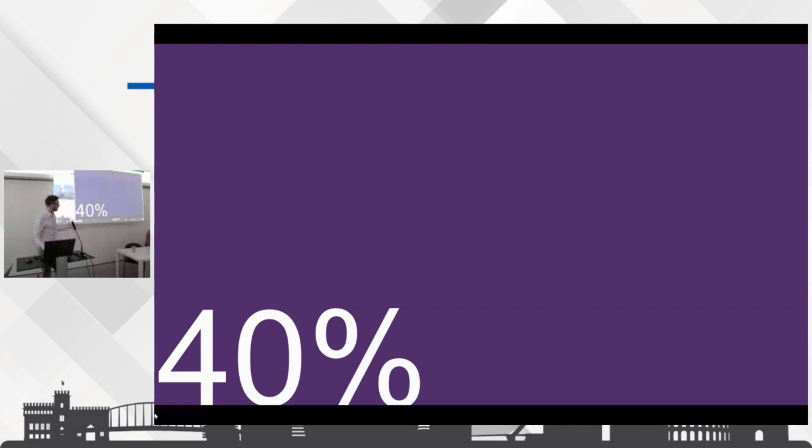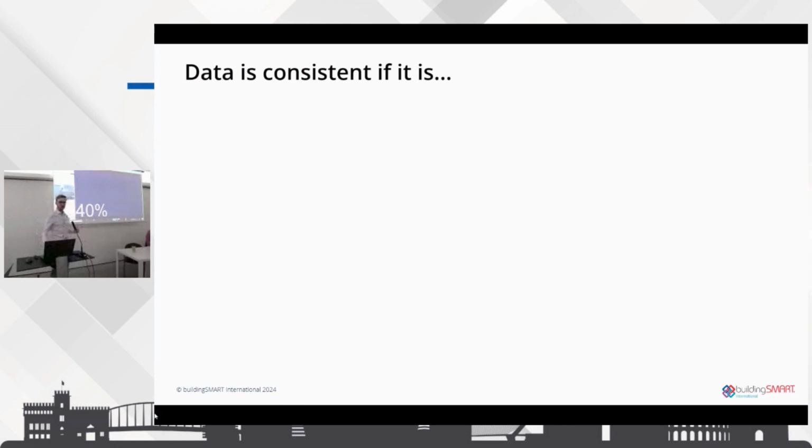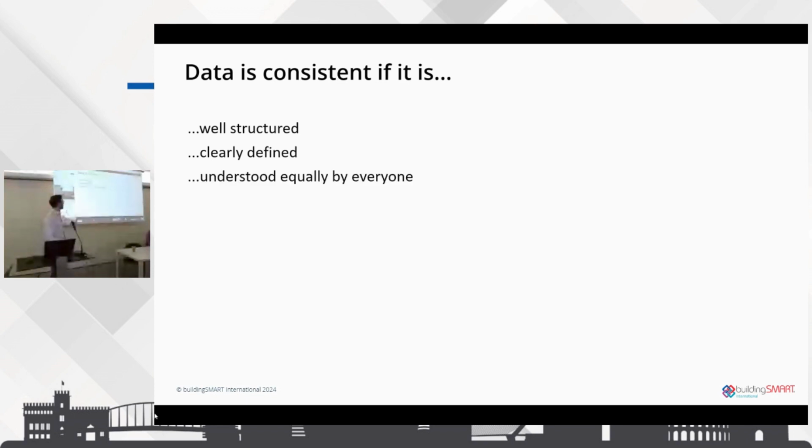So we thought, okay, let's do the session about data consistency and what data consistency means to us. I know this definition would differ depending if you're a software developer, LCA expert, or designer. But for us, consistent data is the data that is well structured, clearly defined, and we have quite some good standards that help us structure and define the data, understood equally by everyone. And this is highly important, because if we have 2 properties with the same name, but they mean different things to us, we cannot compare them one-to-one.